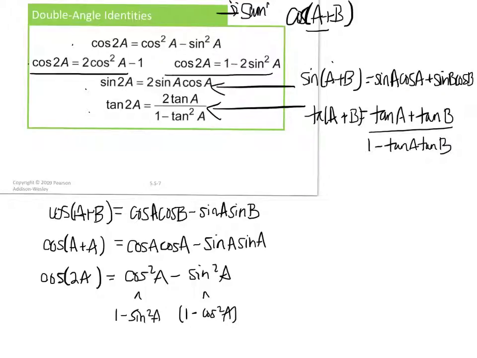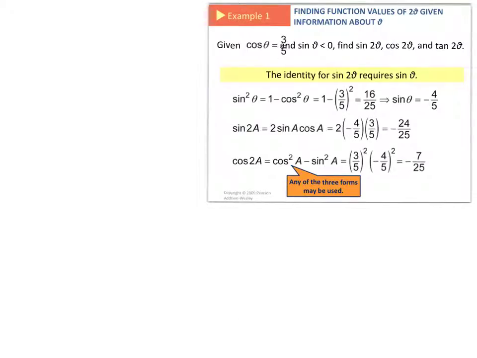Alright, so let's look at our first example. In example 1, we're given cosine of theta is 3/5, and we know that sine is going to be negative. So that tells me that if sine is less than 0, it's going to be in quadrant 3 or quadrant 4.